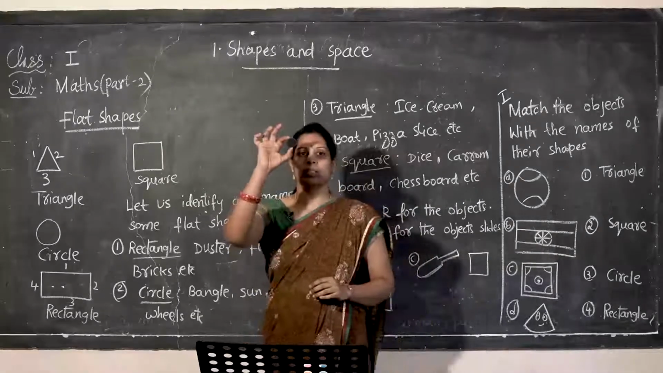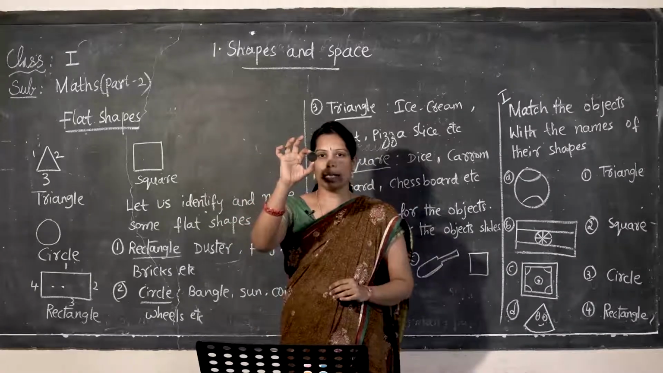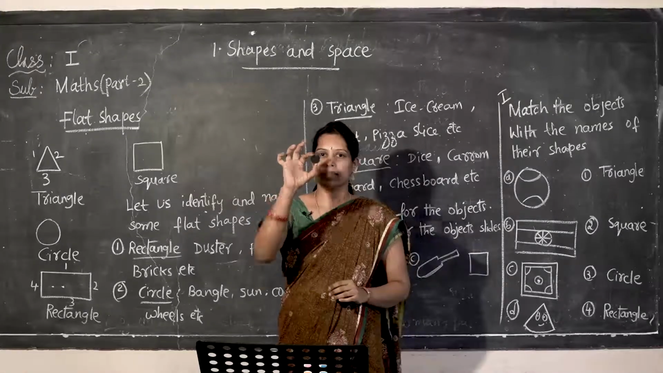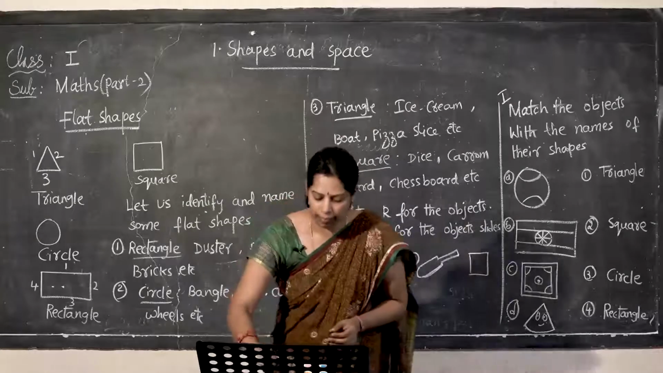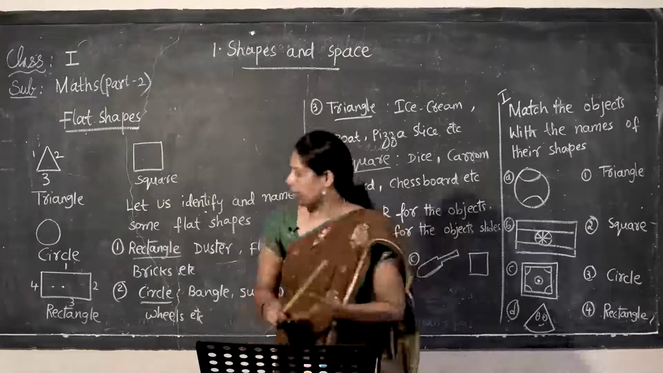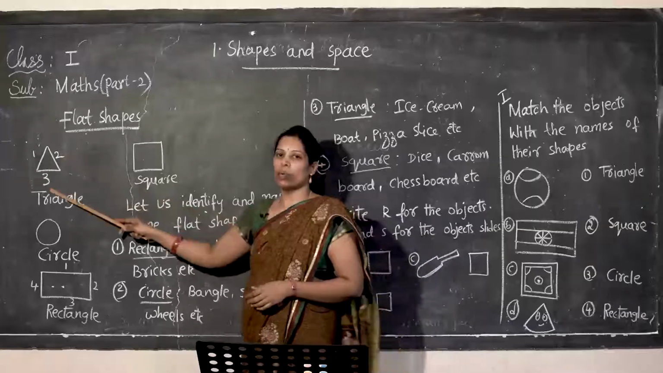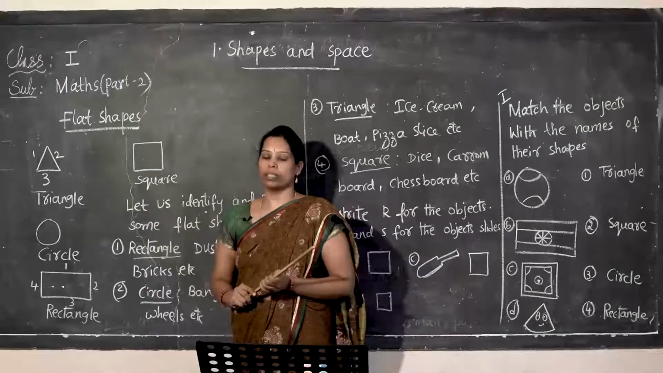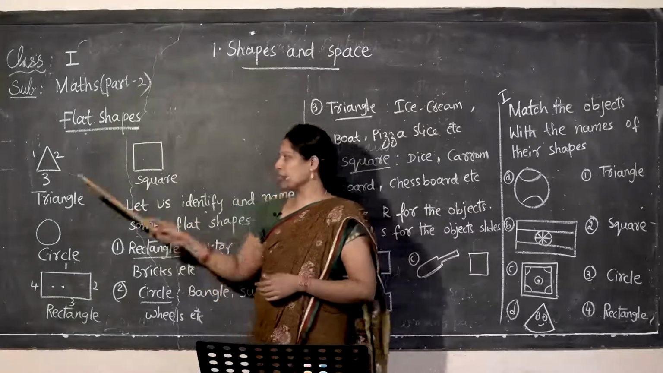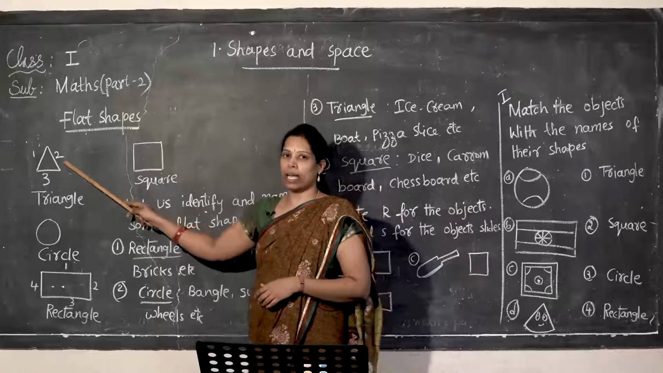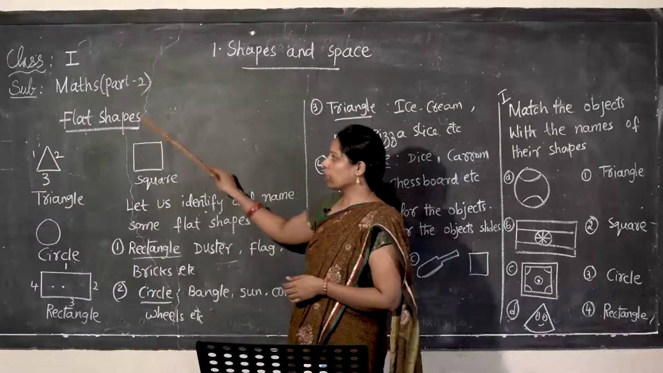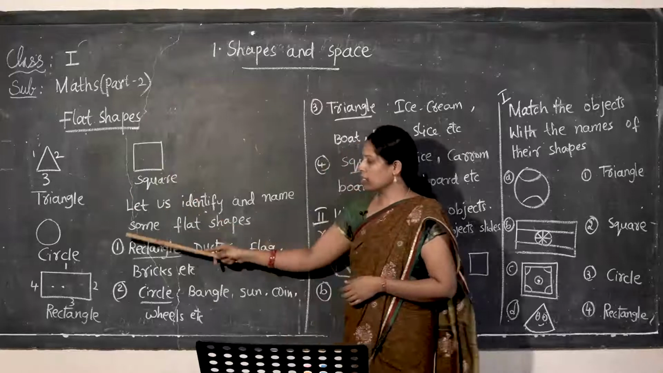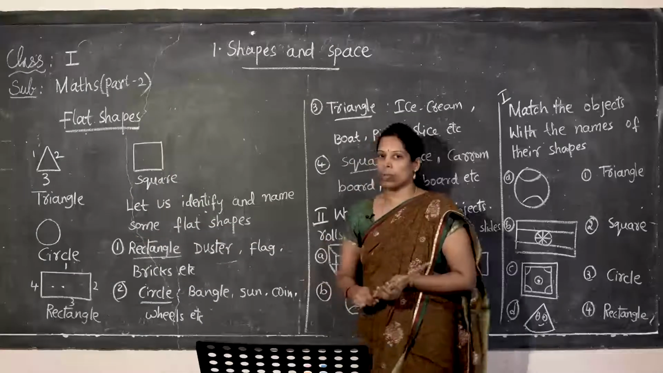Next, circle. Does this carom board coin have any sides? No. Then you can say it is a circle. Next, coming to triangle, it has only 3 sides. For example, you can take a boat. The boat has the shape of a triangle. It has 3 sides. So, these are all the 4 flat shapes: triangle, circle, rectangle and square.